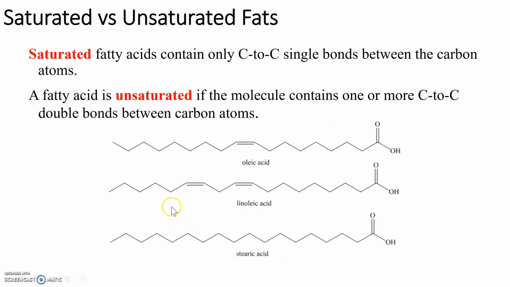This is what the structure would look like in a line structure. So again, we have the carbons. When you have 2 lines here, that means there's a double bond between these 2 carbons. So this would be a monounsaturated molecule. This is a polyunsaturated. There are multiple double bonds. And down here we have our unsaturated fatty acid.